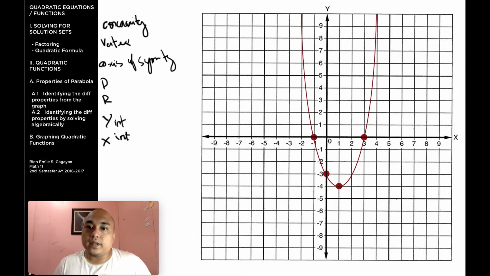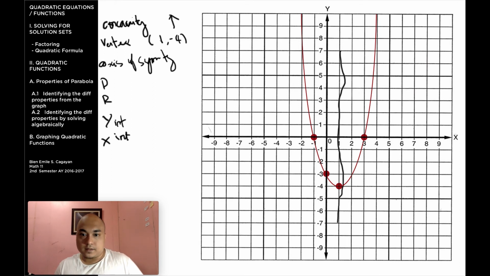So if the parabola is pointing upwards, it's very easy: as you can see, it's pointing upwards, so the concavity is upwards. The vertex is the lowest point of the parabola. You can see there the lowest point is at 1 and -4, so just write 1, -4. The axis of symmetry is where it is equally divided. The axis of symmetry is 1.